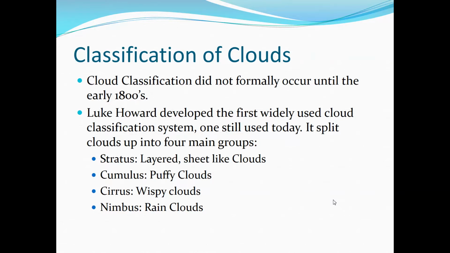A stratus cloud is a layered cloud. It's a cloud that pretty much covers the entire sky, like a sheet that covers the entire sky. So if you ever look outside and the sky is completely cloudy, it looks gray, you can't really pick out individual clouds, those are most likely stratus clouds.